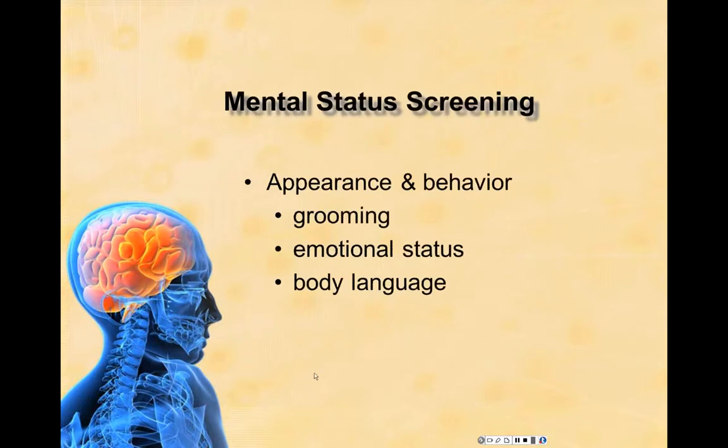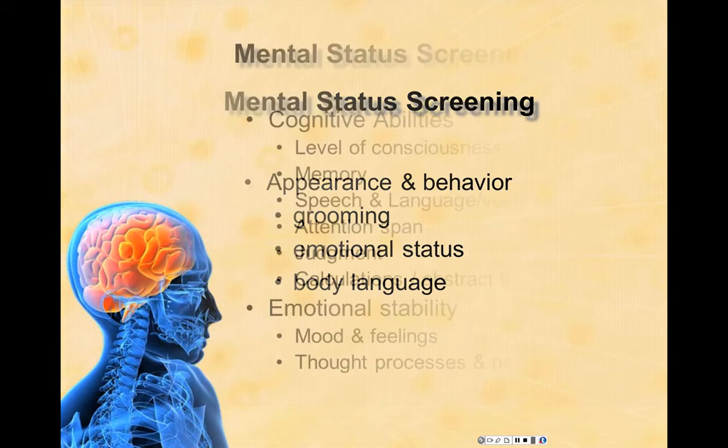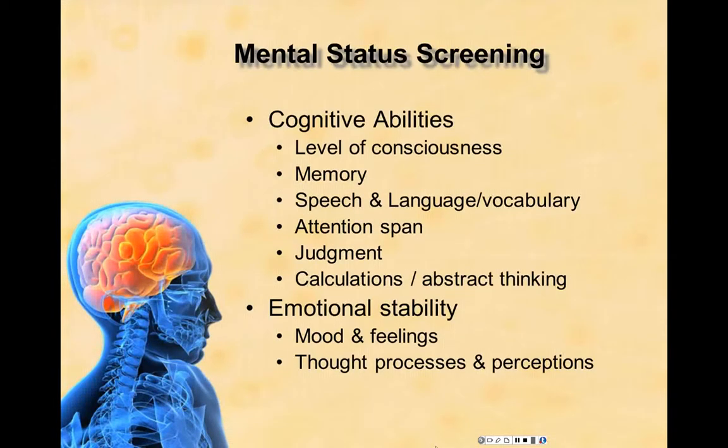So mental status screening, we're going to look at their appearance and their behavior and note things such as grooming, whether they're dressed appropriately for the weather conditions or for the particular time of day, their emotional status, their body language, their affect. We're going to look at their cognitive abilities such as level of consciousness, their memory, and much of this can be determined just in general speech by asking them their birth date and their past medical history and asking them about their children and about current events.